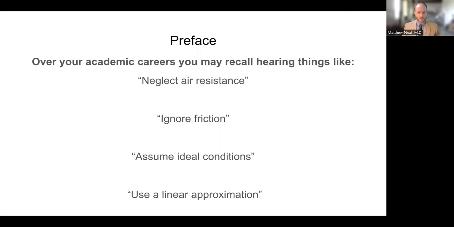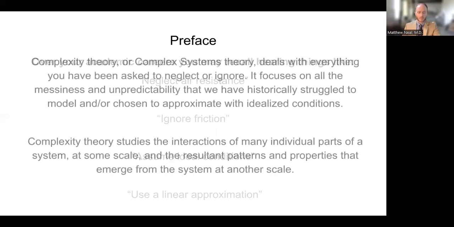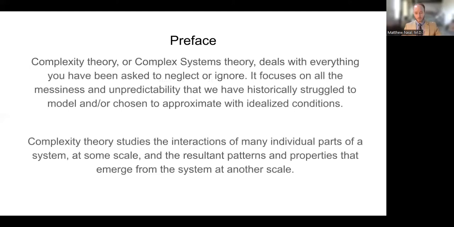So to preface, over your academic careers, you've probably heard things like this pretty frequently: neglect air pressure or air resistance, ignore friction, assume ideal conditions, use a linear approximation. Complexity theory, or complex systems theory, deals with everything that you've been asked to neglect or ignore. It's all about the messiness and unpredictability that we struggle to model, or need to use approximations to describe.